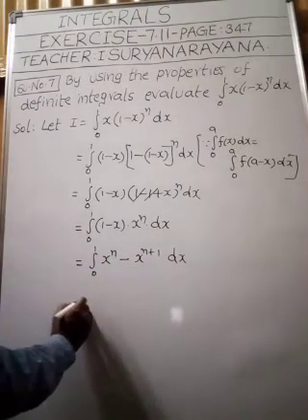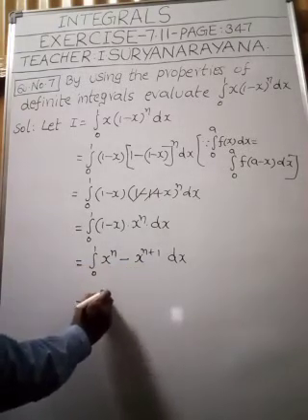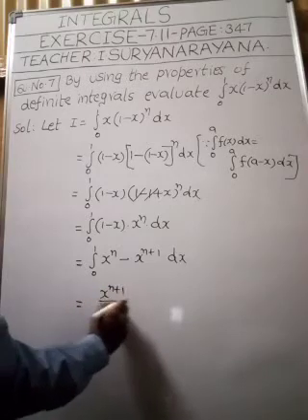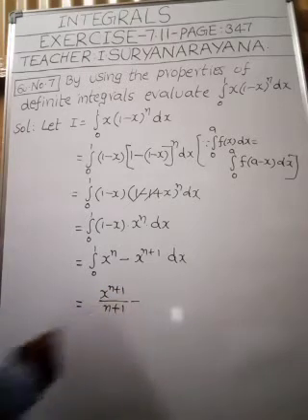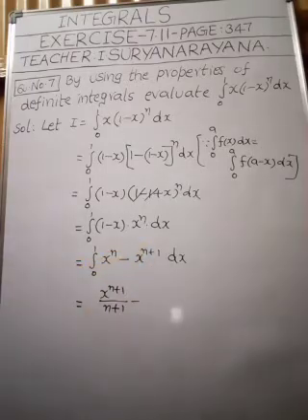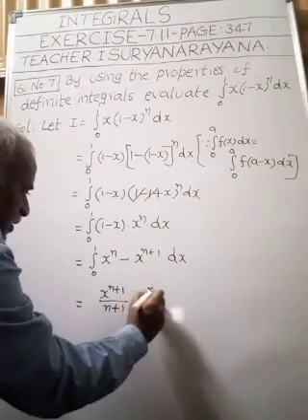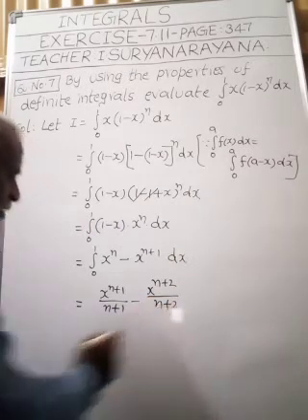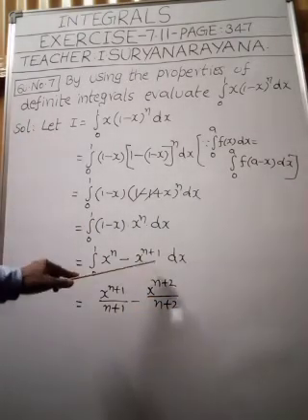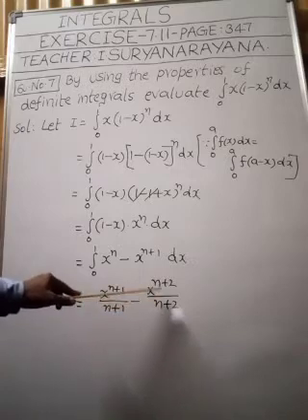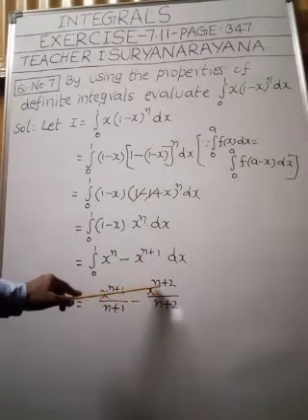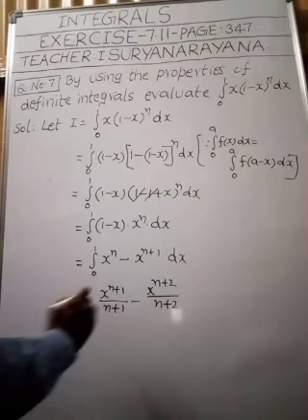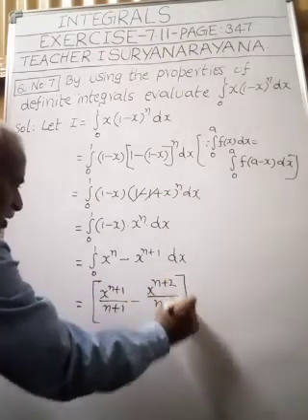Right. That is equal to integral of x power n, by the formula, x power n plus 1 by n plus 1, minus integral of x power n plus 1 dx, what you get? x power n plus 2 by n plus 2. Understood the second term, my children? Integral of this term, integral x power n plus 1 dx, is equal to x power n plus 2 by n plus 2. Integration part is over.